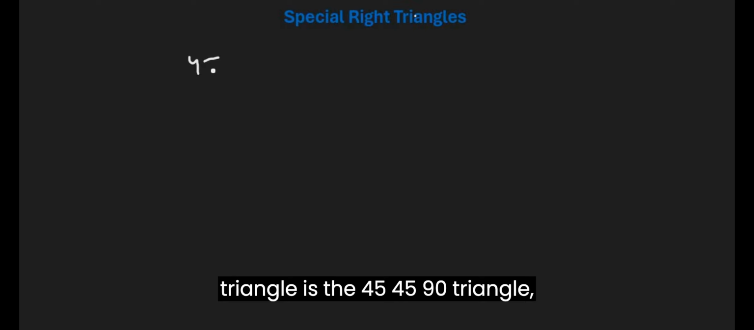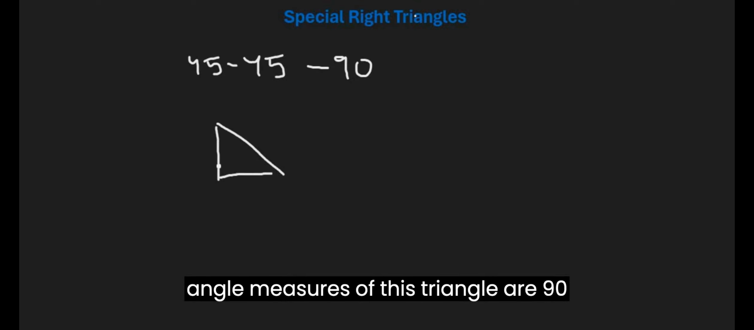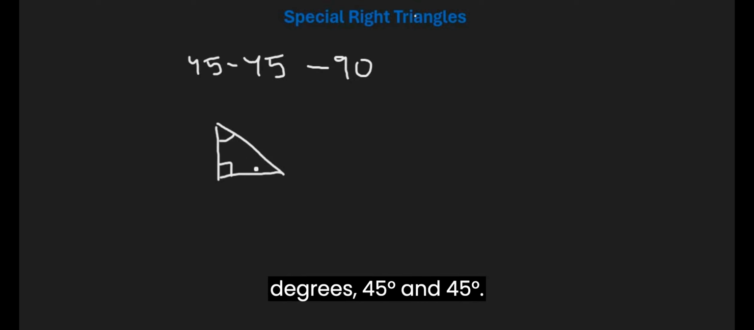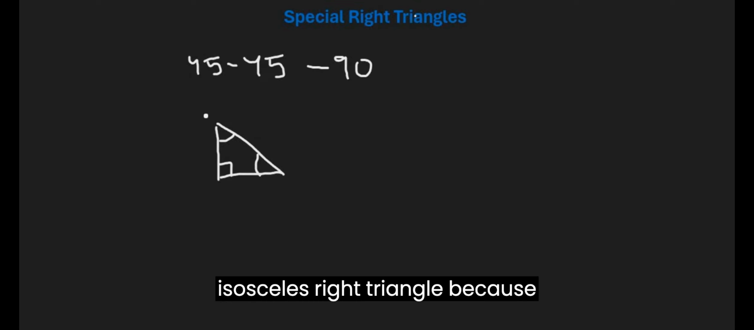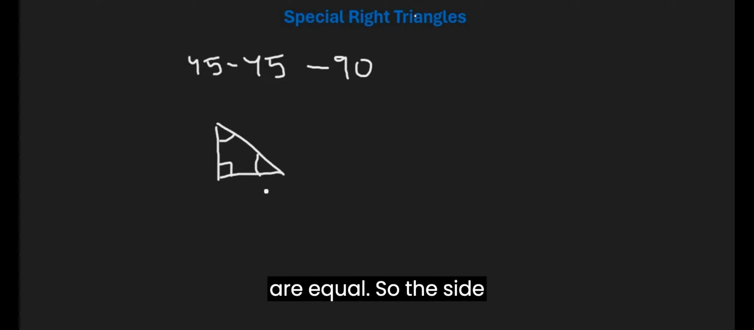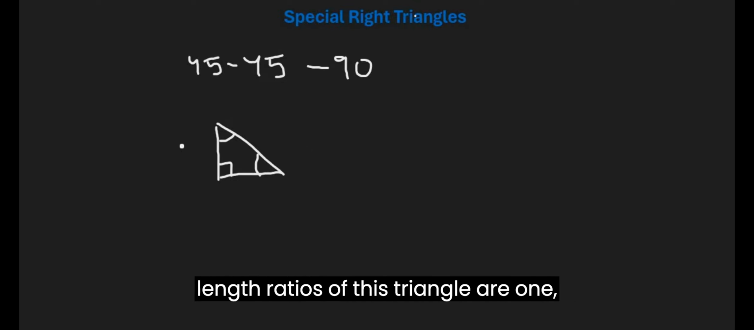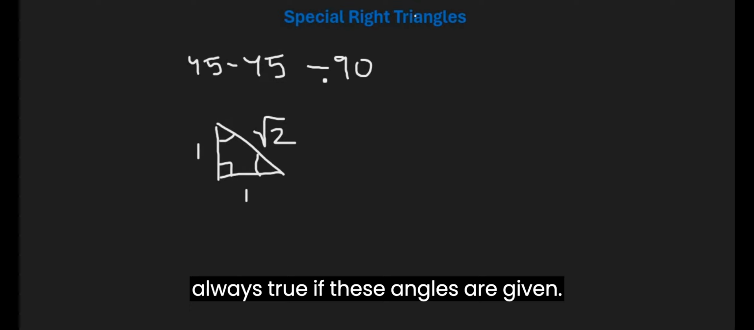So an example of a special right triangle is the 45-45-90 triangle. And as the name states, the angle measures of this triangle are 90 degrees, 45 degrees, and 45 degrees. And as you can see, this is actually an isosceles right triangle because 45 degrees is repeated twice, and these angles are equal. So the side length ratios of this triangle are 1, 1, and square root 2. And this is always true if these angles are given.